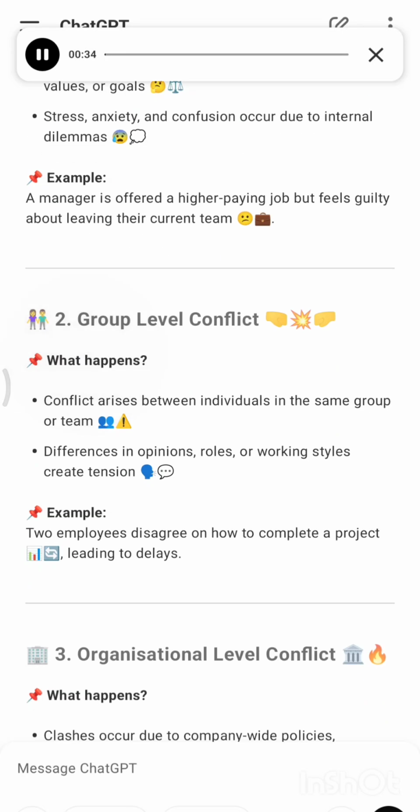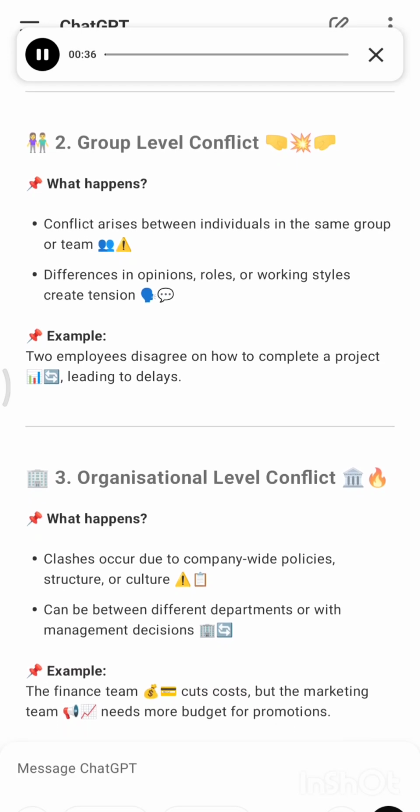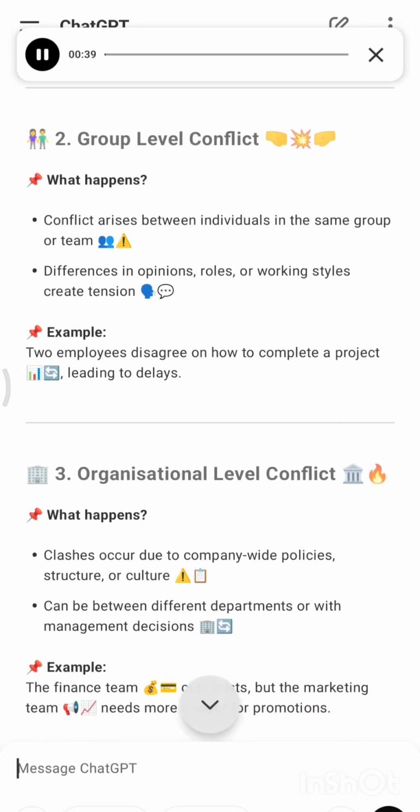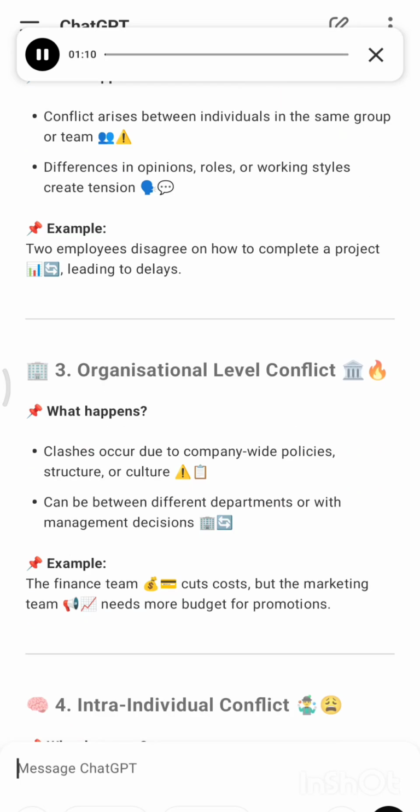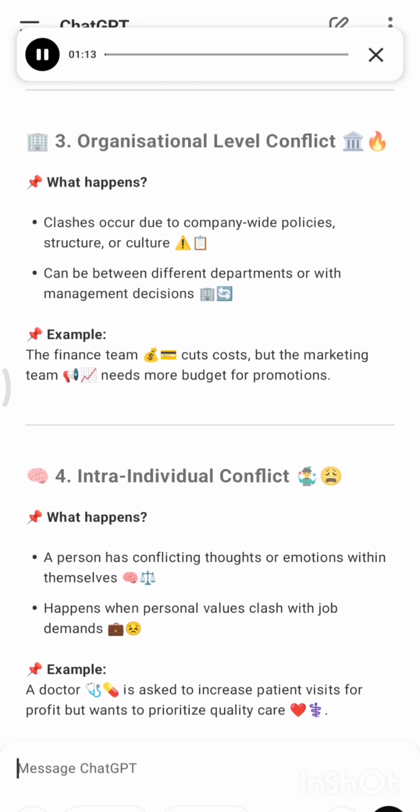2. Group level conflict. What happens? Conflict arises between individuals in the same group or team. Differences in opinions, roles, or working styles create tension. Example: two employees disagree on how to complete a project, leading to delays. 3. Organizational level conflict. What happens? Clashes occur due to company-wide policies, structure, or culture. Can be between different departments or with management decisions. Example: the finance team cuts costs, but the marketing team needs more budget for promotions.